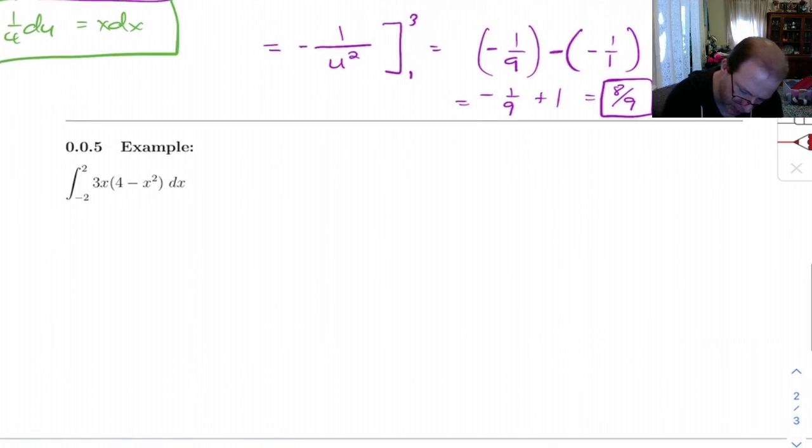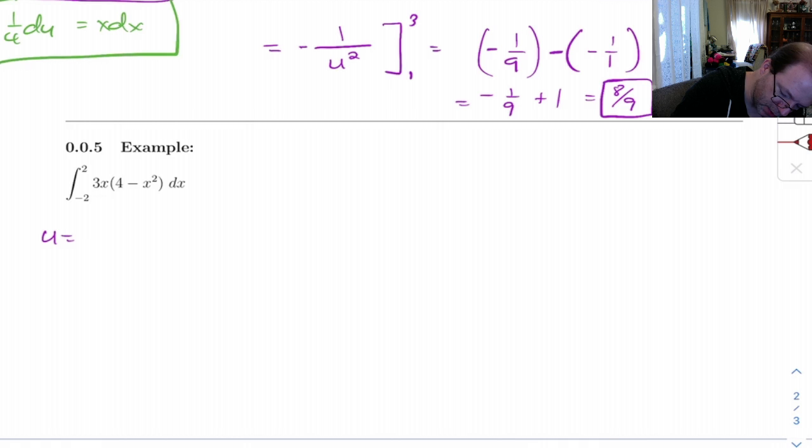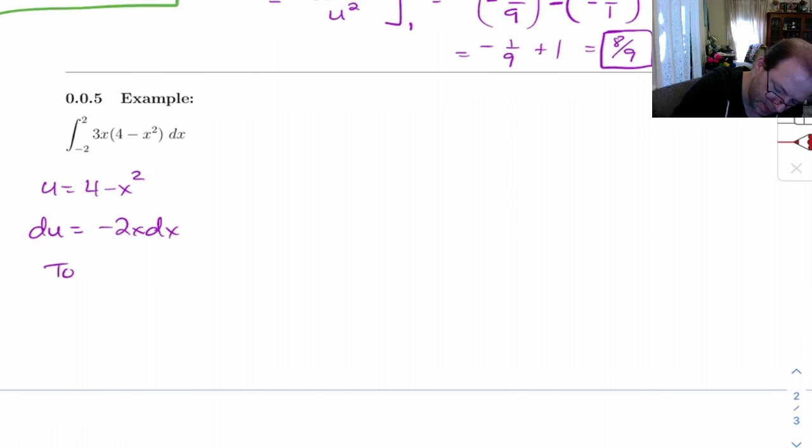All right, let's look at this next one. We've got 3x times 4 minus x squared. So again, my u is going to be 4 minus x squared. Du is going to be minus 2x dx. For the top, I'm going to get u equals 4 minus 2 squared. That's 4 minus 4 is 0.